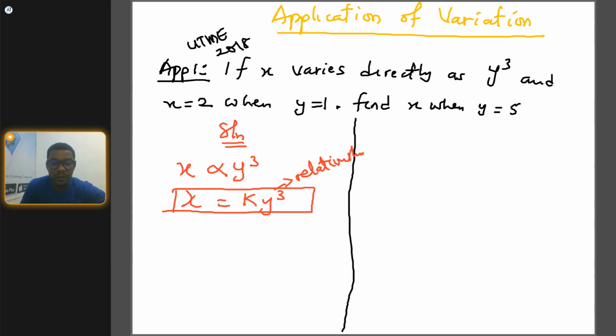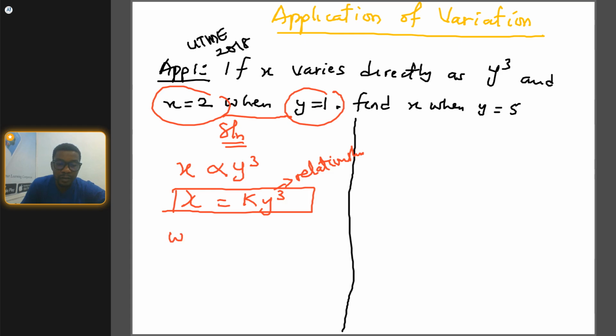Is that clear to us? Now let's proceed. We're given two pieces of information: x equals 2 and y equals 1. With these two pieces of information, we are going to get the value of the constant. K is a constant, but we want to know its value. What is actually the value of k? That's what we want to get, and we are going to use these two pieces of information that were given to us in the question.